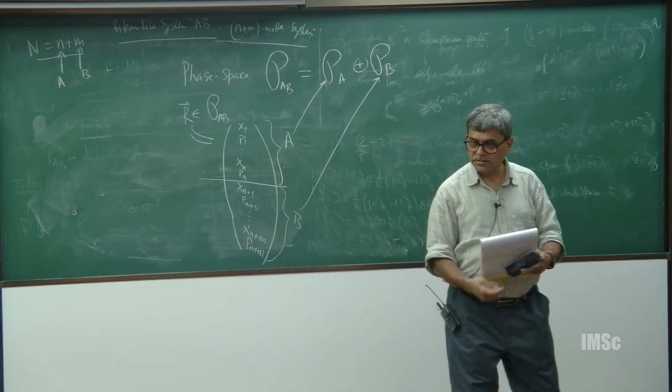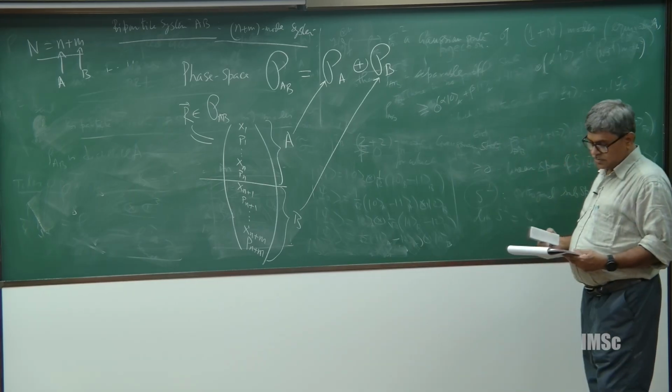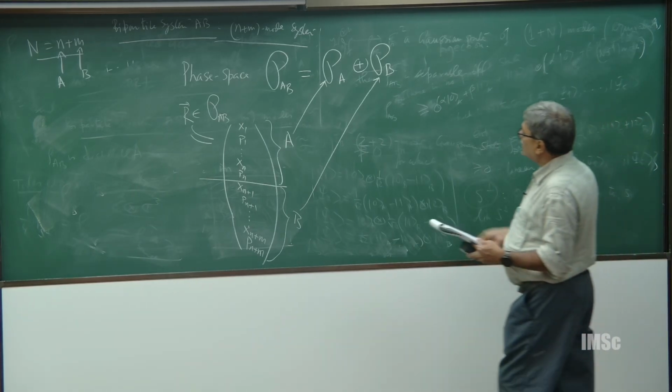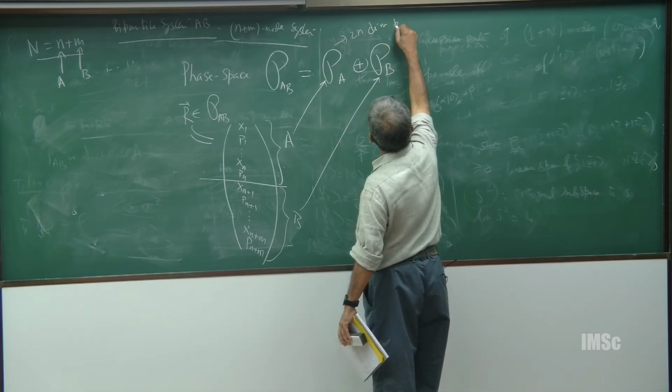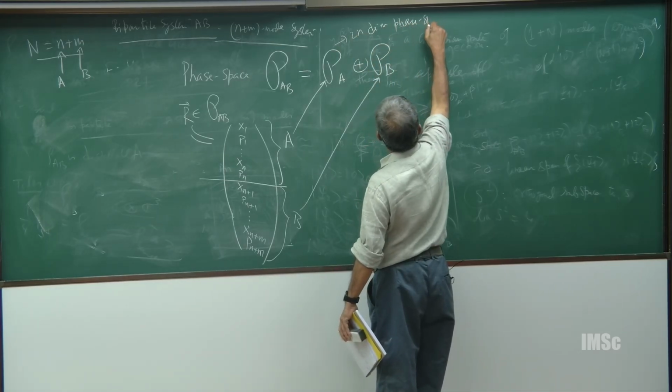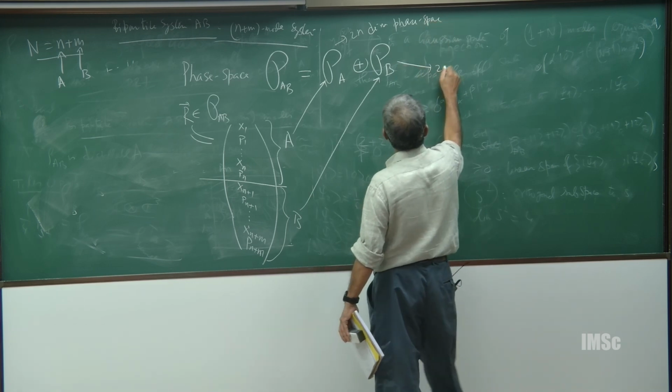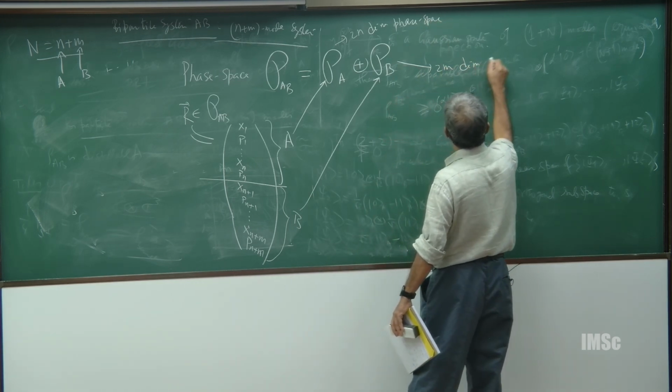Is it okay? In fact, this is a 2n dimensional phase space and this is a 2m dimensional phase space.